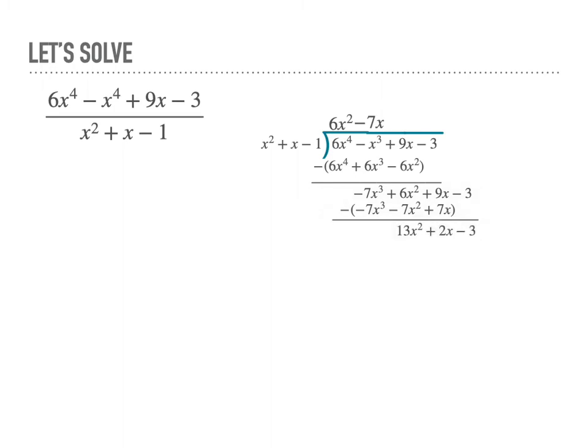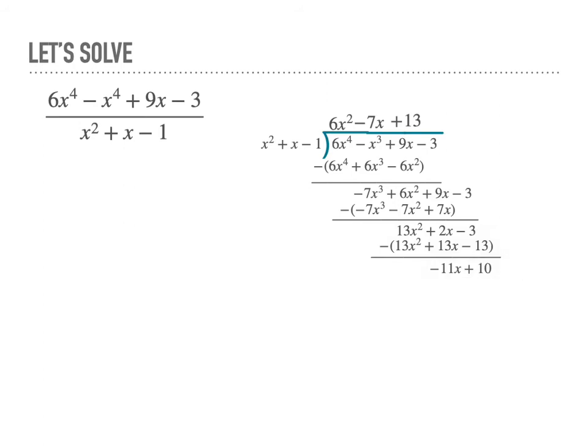Now you can see that these two are on the same degrees. The highest degree in the divisor is the same degree as the highest degree in 13x squared plus 2x minus 3. So we will get 13x squared divided by x squared, which is simply 13. We multiply 13 by all the terms in the divisor, and we get the following. And subtracting that would be negative 11x plus 10.